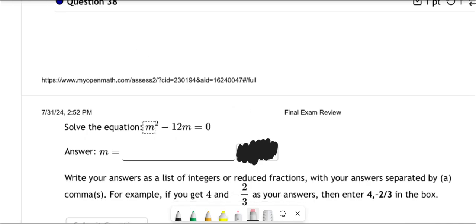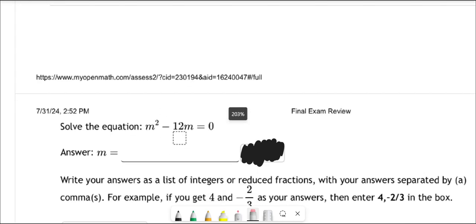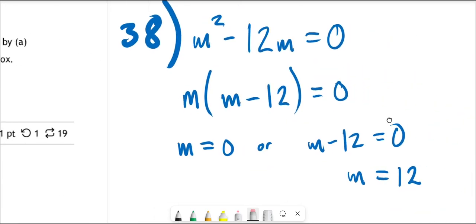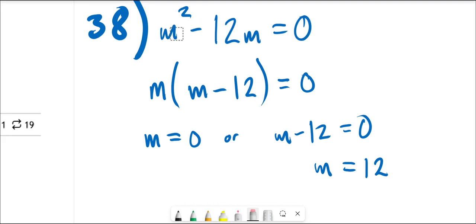38 says we want answers for the equation m squared minus 12m equals 0. Again, this is another situation where we're really going to want to factor and not try to use the quadratic equation. So how's that going to look? We're going to be able to take a greatest common factor out.